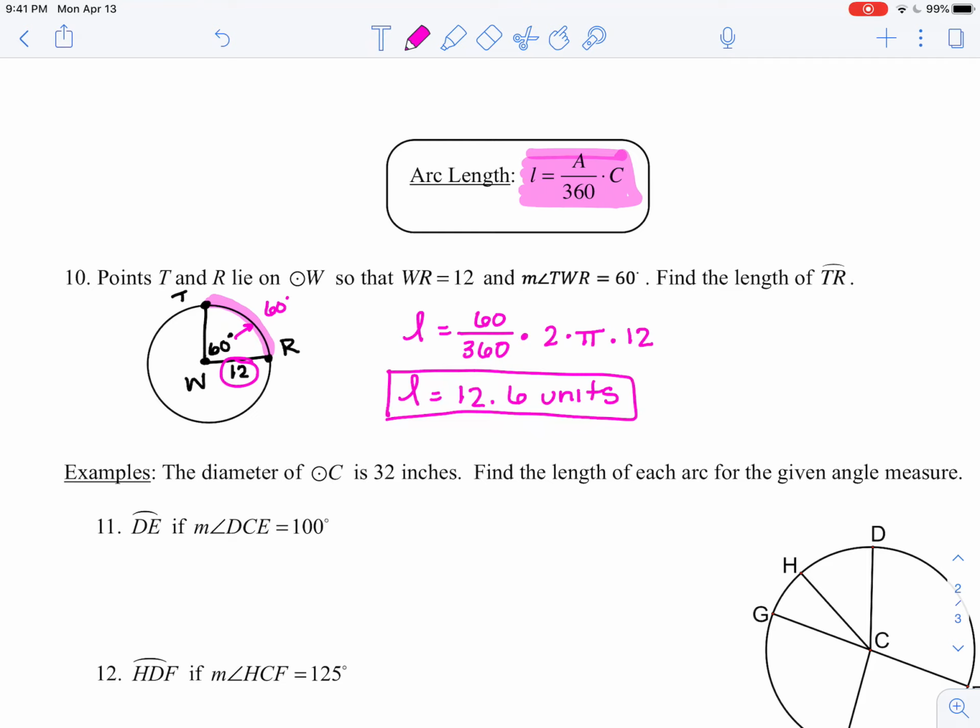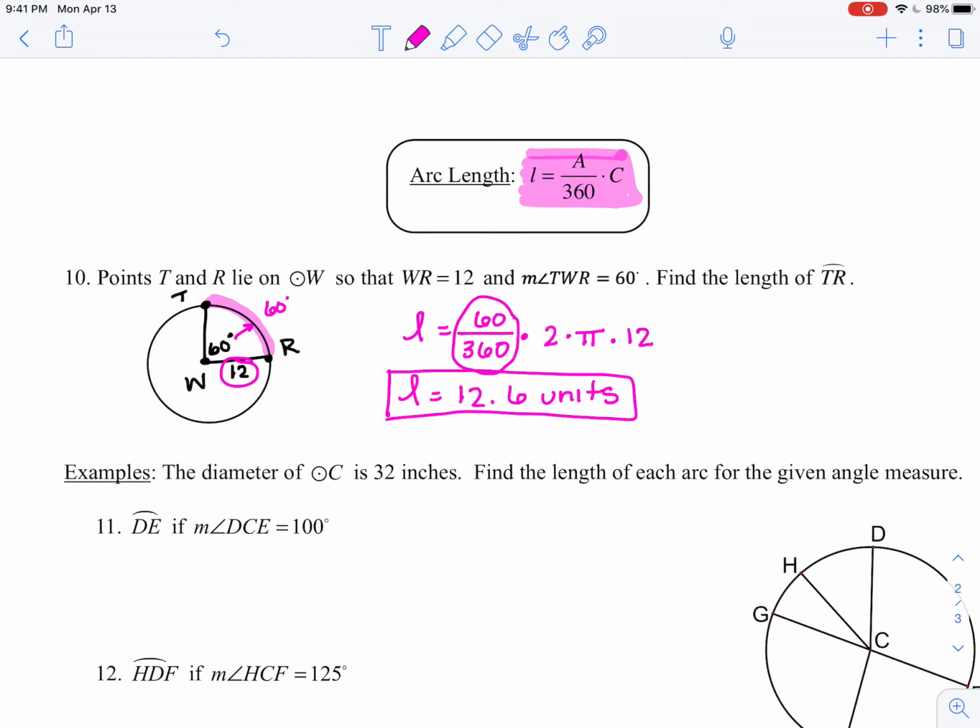Notice how in this formula, we're essentially taking a fraction of the circle, a fraction of the circumference. We want only a part of the circle, 60 degrees out of the full 360, times the circumference. So it's a fraction of the way around the circle, therefore a fraction of its length or a fraction of its circumference.